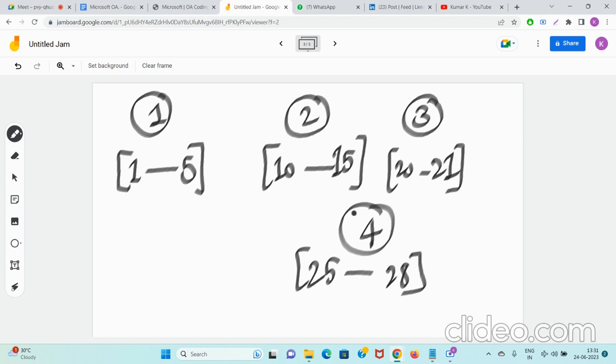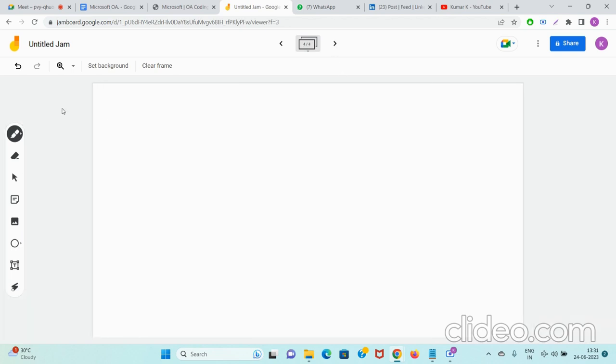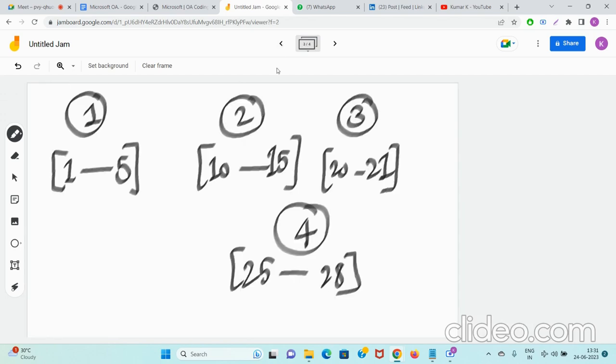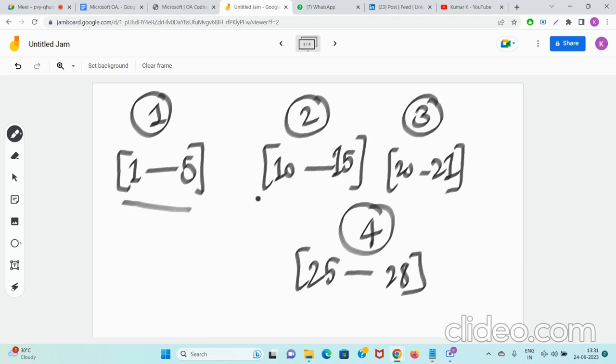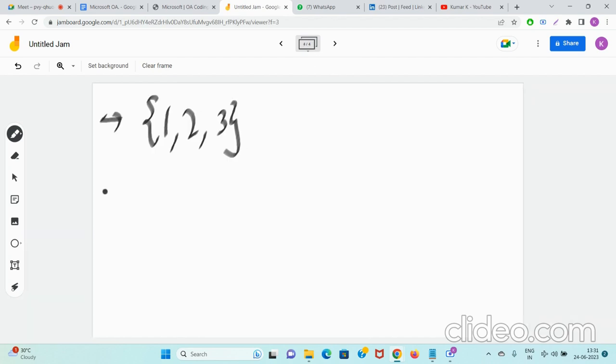Guys, can everyone in the chat tell me which are those three intervals which are not intersecting? I can quickly tell them. The first set which is not intersecting is 1, 2, 3. These three are not intersecting with each other. The first interval is not intersecting with the second, nor with the third. Now, 1, 2, 4 is also not intersecting. So, 1, 2, 4 is also a correct answer.